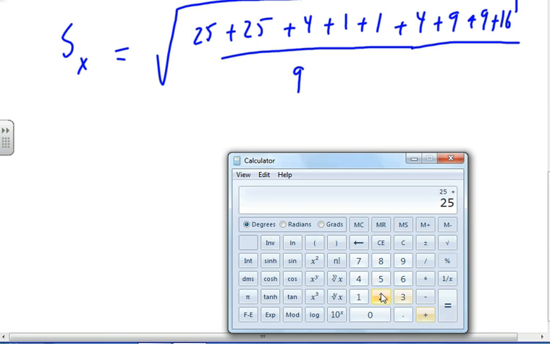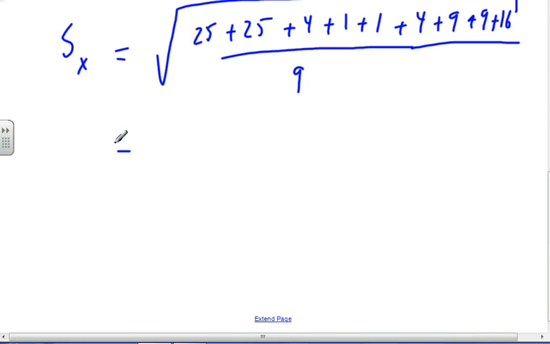25 plus 25 plus 4, 8, 10 plus 18 plus 16 equals, square root. Okay, so I got that number divided by the square root of 9, which is 3, divided by 3 equals. So this is going to be 3.2 what? 3.23. And it wanted it to the nearest hundredth. All right, so we're all set.